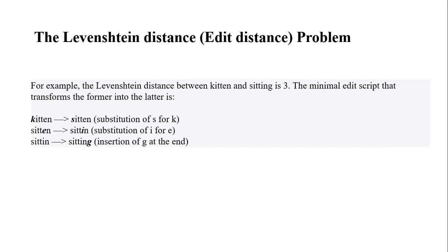The minimal edit script that transforms the former into the latter is: kitten is replaced by sitten, a substitution of S for K. Second, sitten is replaced by sittin, a substitution of I for E. And last, sittin is replaced by sitting, an insertion of G at the end.